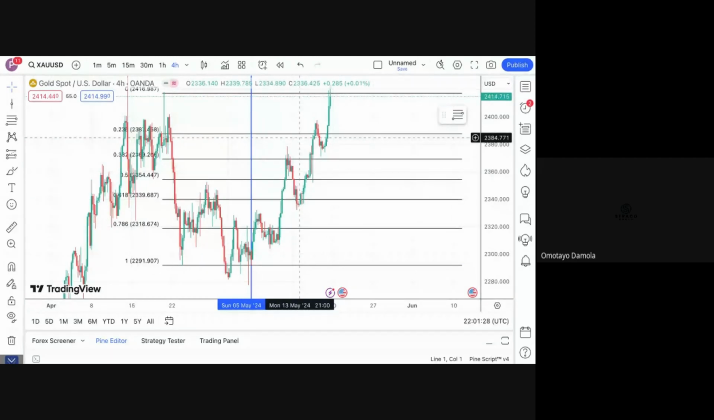Like it has reversed here, like it reversed here, like it reversed here as well. Wait for the reversal. Don't take a trade unless it is reversing, or else you're going to have yourself to blame. It is not even that hard.